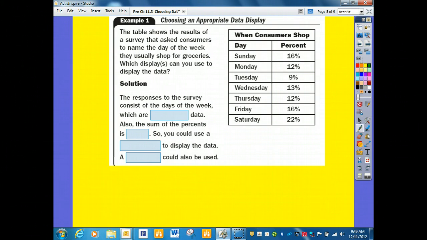What can we use? Looking over here, when consumers shop: Sunday 16%, Monday 12%, and so on. If I add up all of these, what does that equal? 100%. Out of 100%. So these responses to the survey consist of the days of the week, which are what kind of data? Numerical or categorical? Days of the week, what would that be? Categorical.